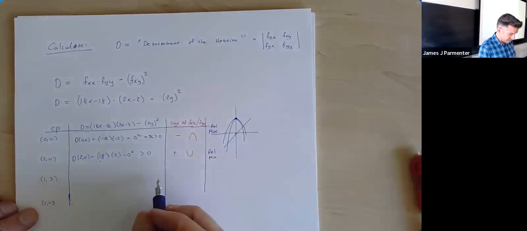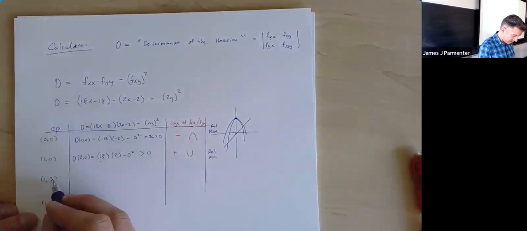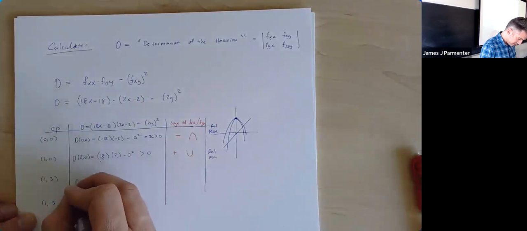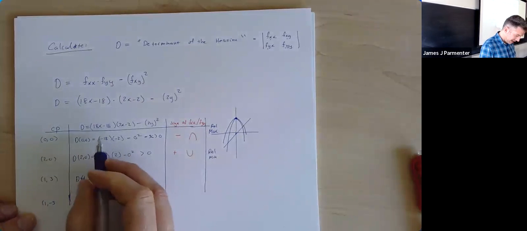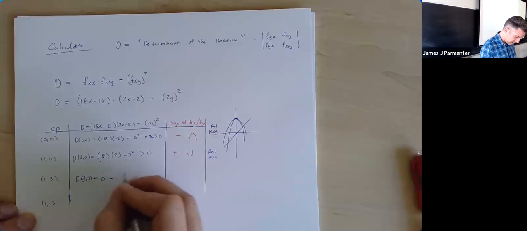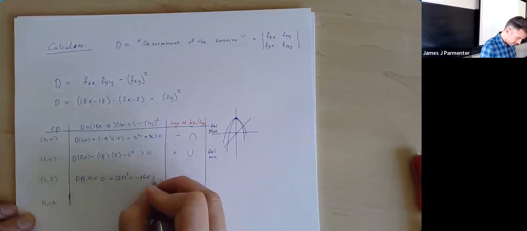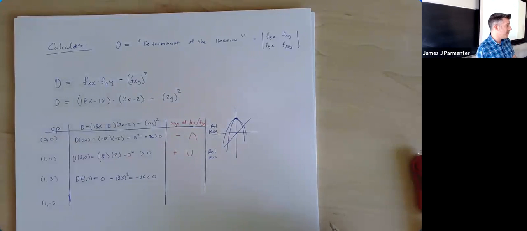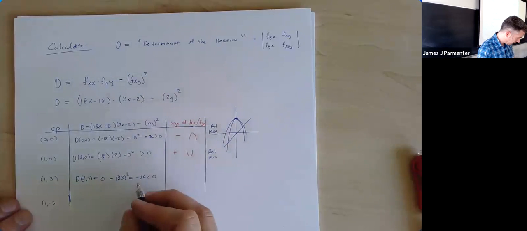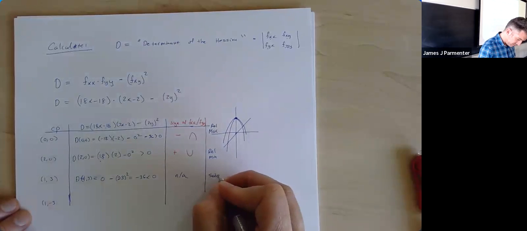And then for these last two, I think we end up getting negative d values. Let's check. So I plug in (1, 3), I get d of (1, 3) equal to 18 times 1 minus 18 is 0. So that whole part's going to be 0. And then minus 2 times 3 squared, that's going to be negative. And when d is negative, that means we have a saddle. We don't even care about what's going on with the second derivative. We know that we have a saddle.